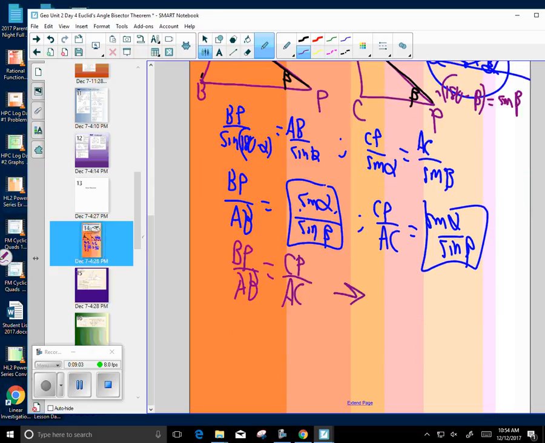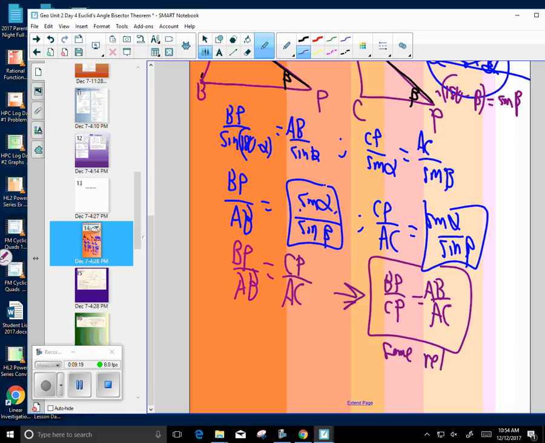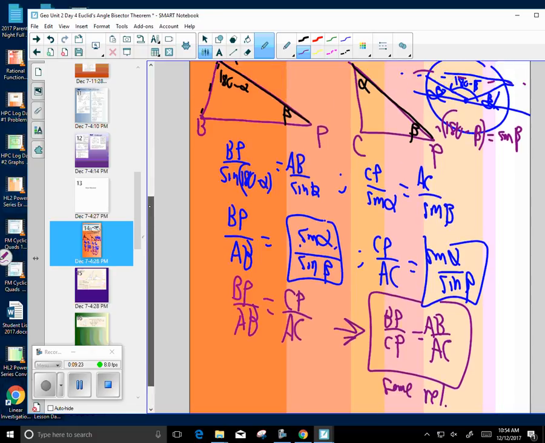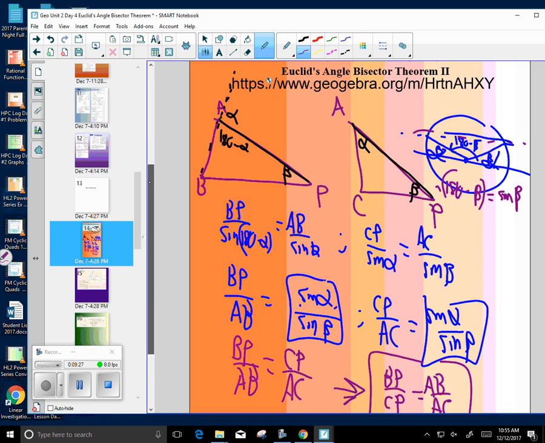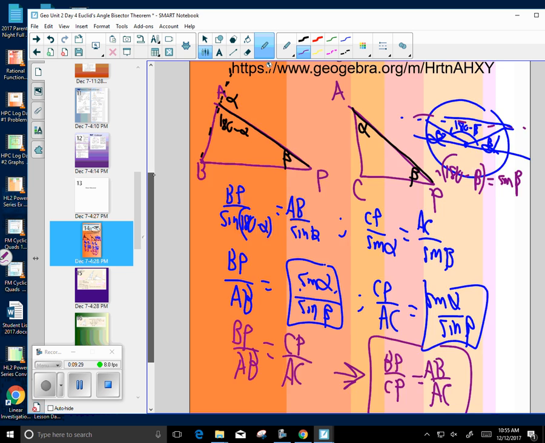And that's going to translate into my grand finale. I want AB over AC equals BP over CP. Same relationship. And those are the proofs for this. This one's a little harder to visualize. Just think about what's in the middle. AP is in the middle.